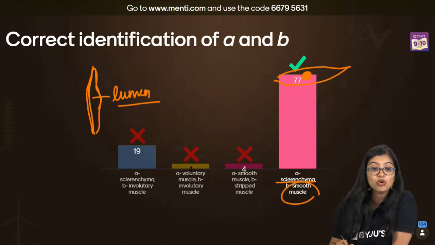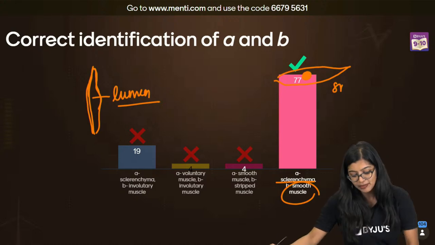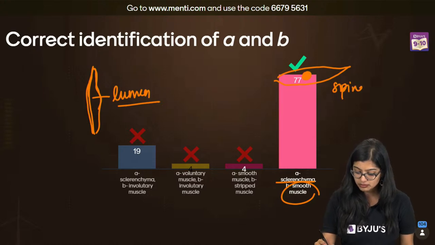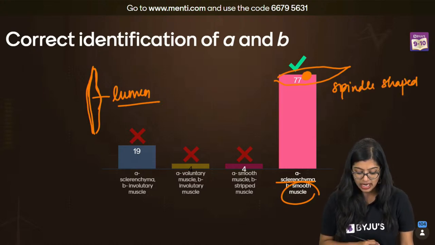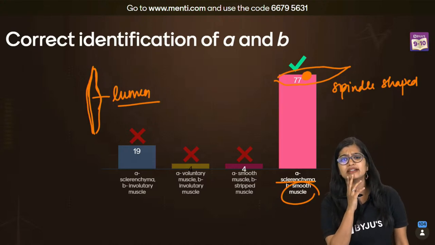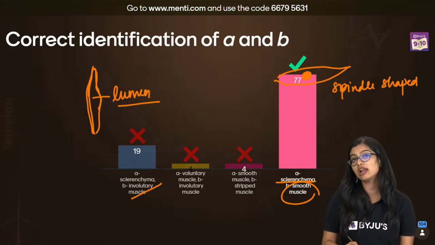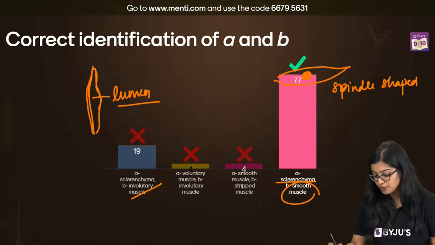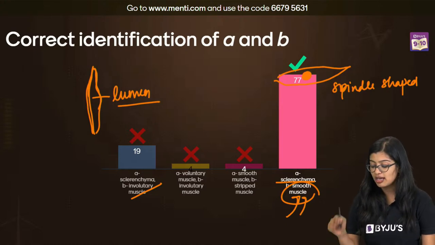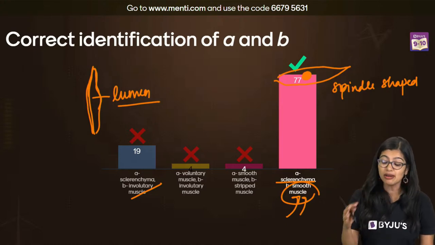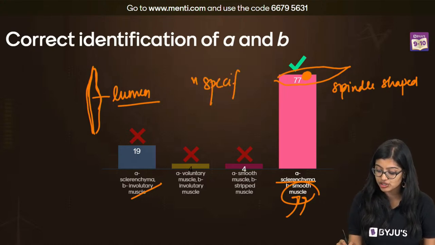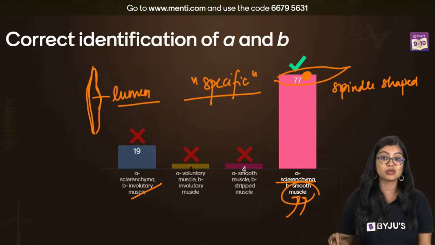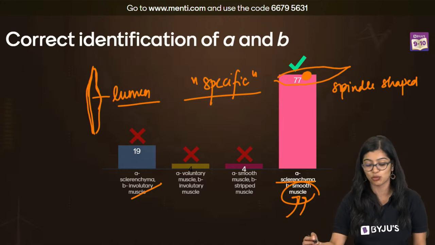And this right here is smooth muscles, which are spindle shaped, right? Now, somebody was asking me, ma'am, why not involuntary muscle? See, involuntary muscle is vague because your cardiac muscles are also involuntary. But when you have an option which is more specific to a smooth muscle, the correct answer here is smooth muscle. So in biology, always go for the answer which is more specific rather than the one which is more vague, which is why it is smooth muscles.